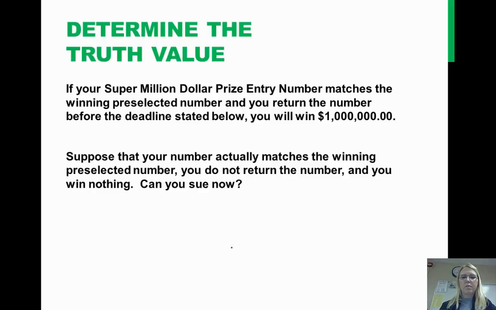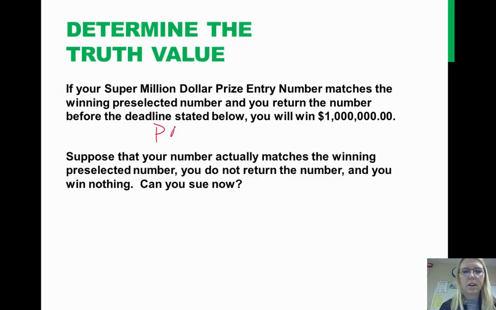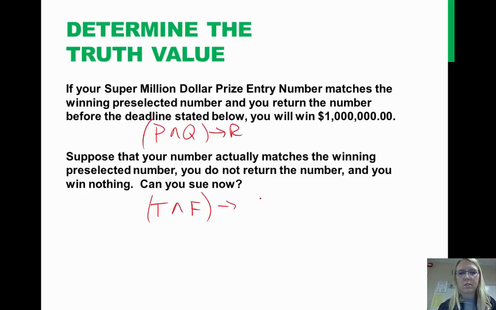Let's look at the same thing for this following issue. Remember, we have P and Q, then R. So I'm going to write that here just to remind us. Suppose that your number actually matches the winning number, so that would be a true for the P. But you do not return the number, so that would be a false for Q. And you win nothing, so that would be a false for R. So here we have T and F. Remember, they both have to be true to be true, so this will be a false. If false, then false, well, that's true. So once again, we can't sue.